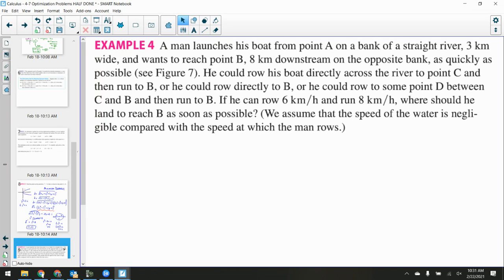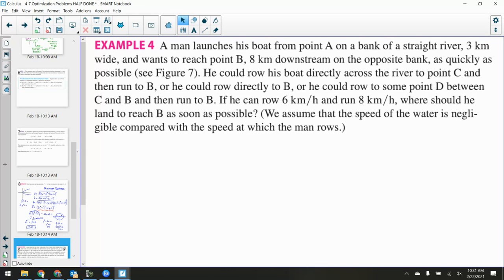Now, it says look at figure 7, but we're going to make our own figure. He could row his boat directly across the river to point C, and then run to point B if he'd like to. Or he could row directly to B and not run at all. Or he could do some sort of in-between point, point D, they're calling it. Row across to some place and then run the rest of the way.